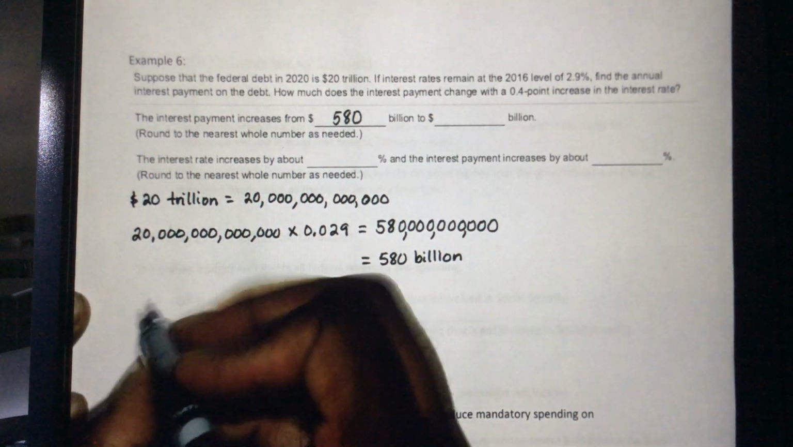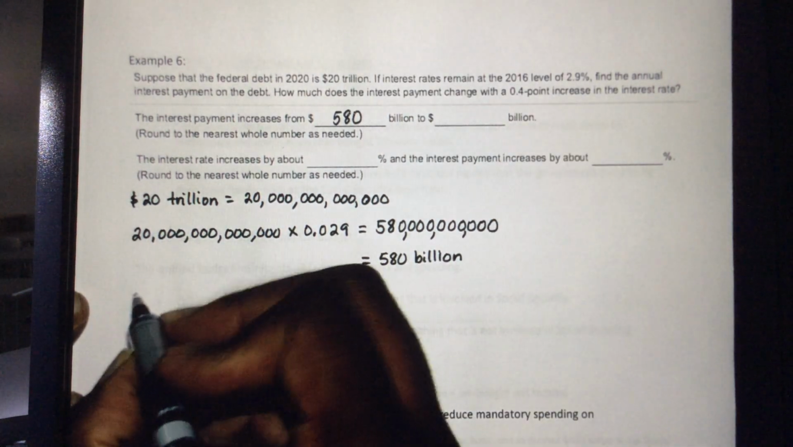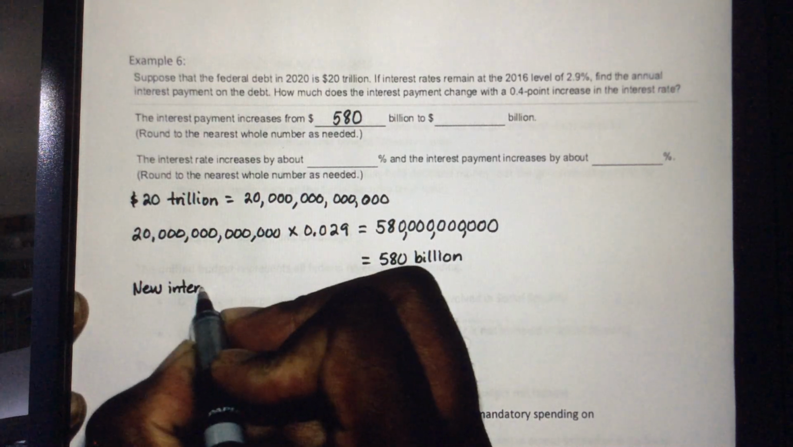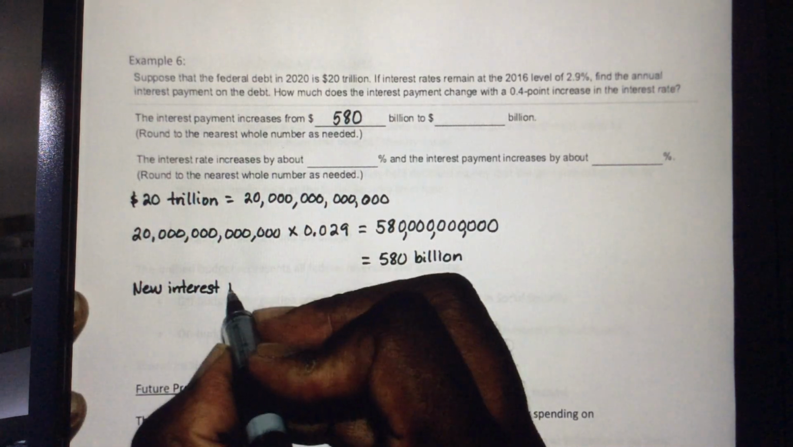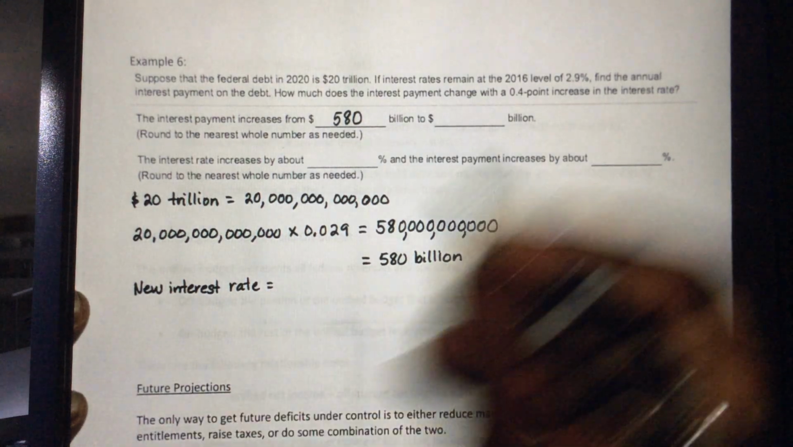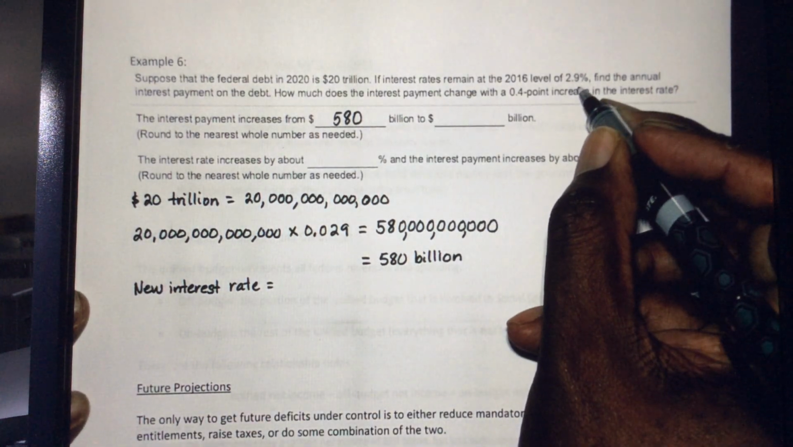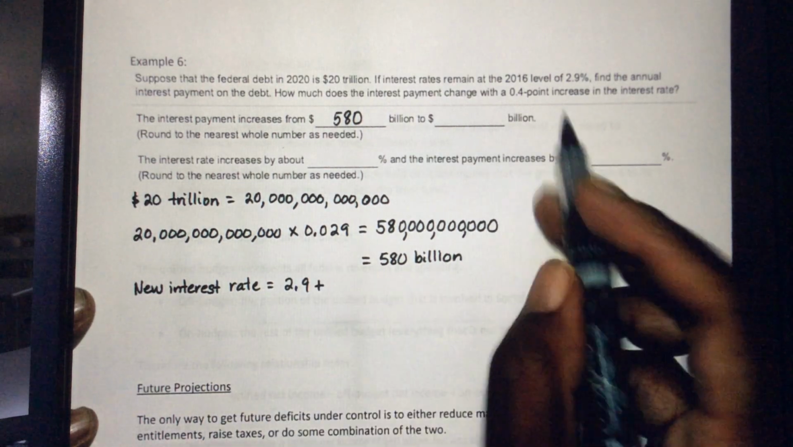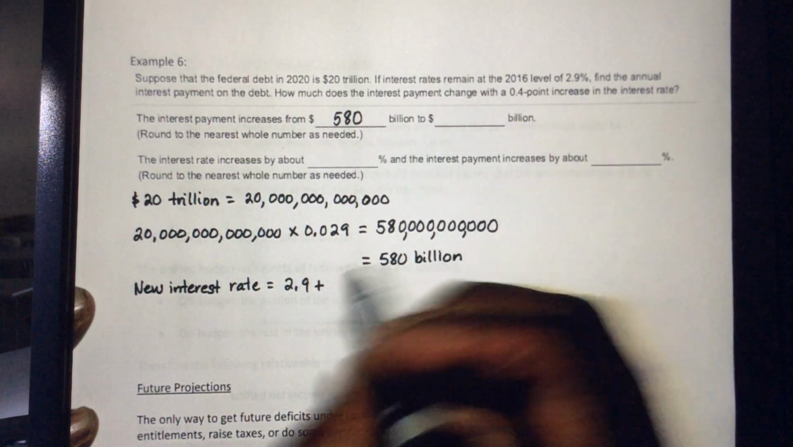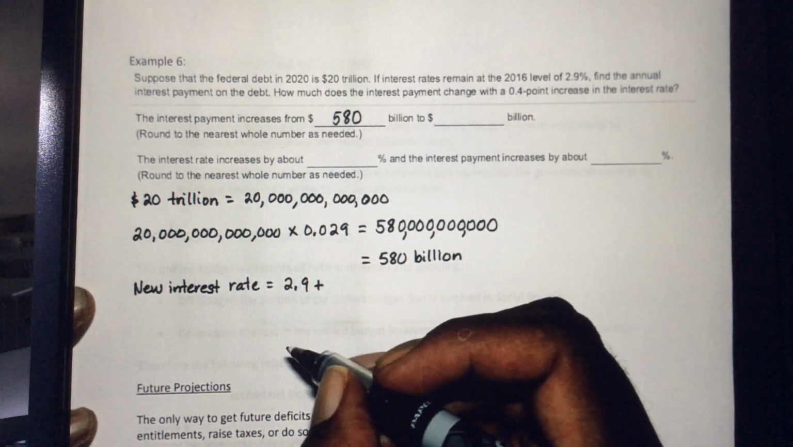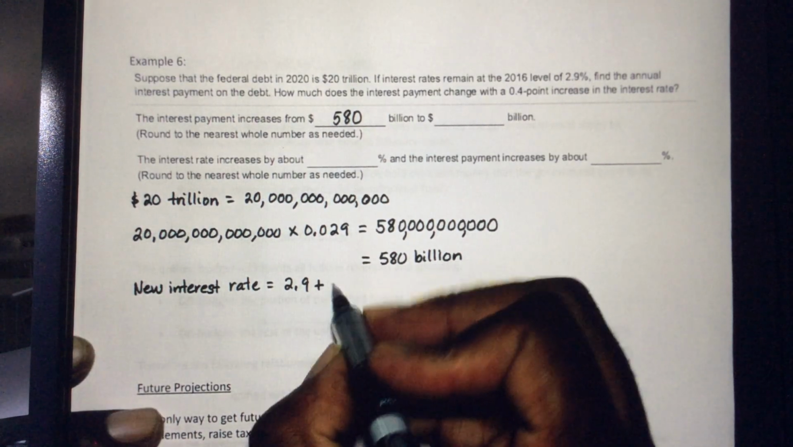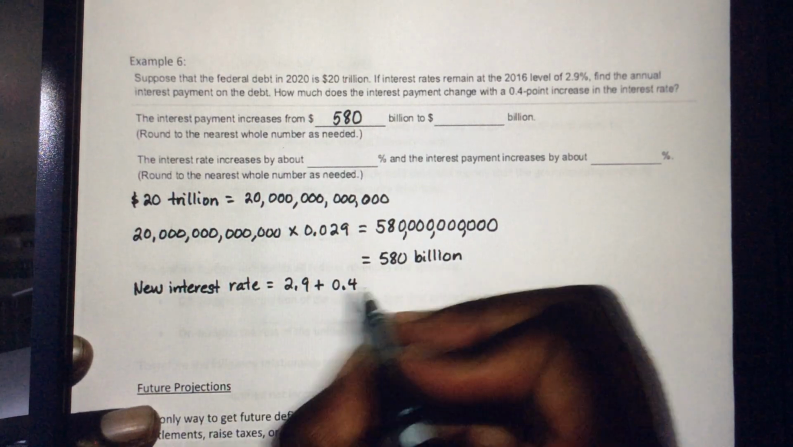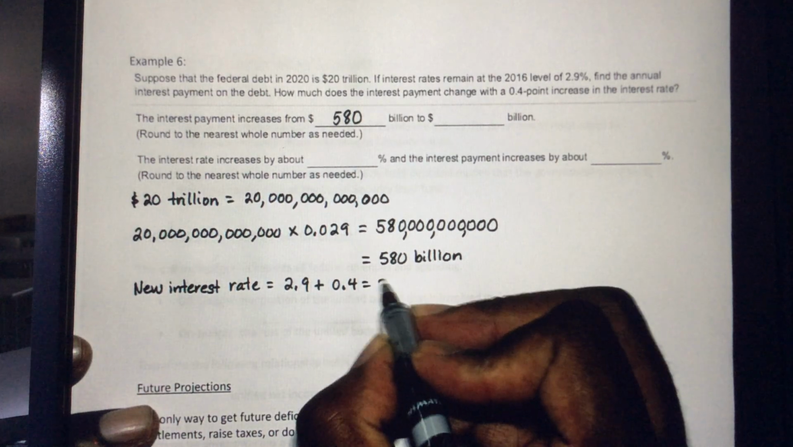and then to how many billion dollars here? So here the new interest rate, the 2016 interest rate was 2.9%. And we're going to add a 0.4 point increase. And of course, the point represents 1%, but it's a 0.4%, which would give us 3.3%.